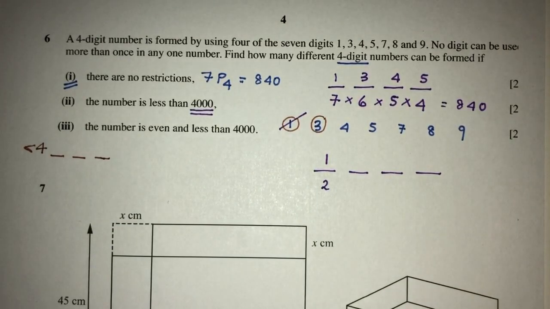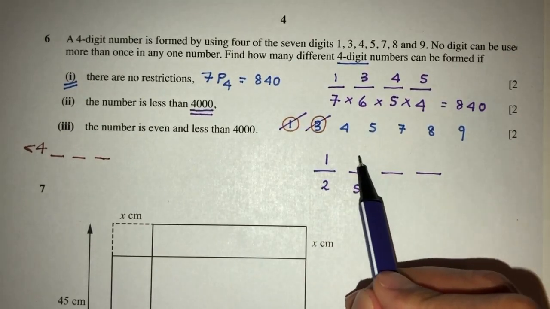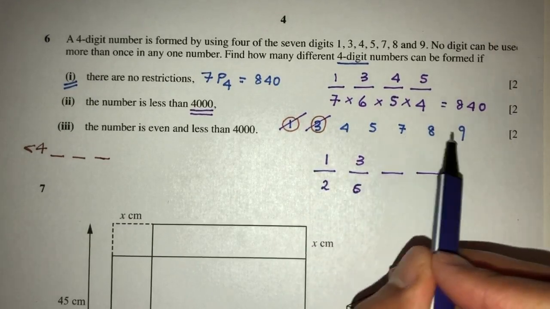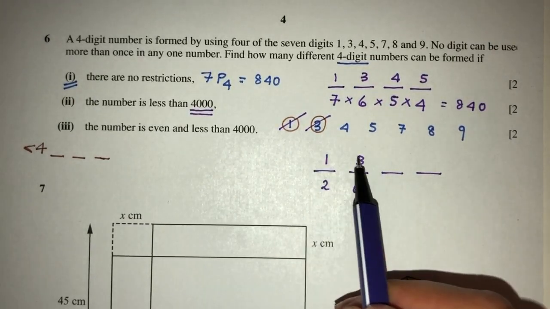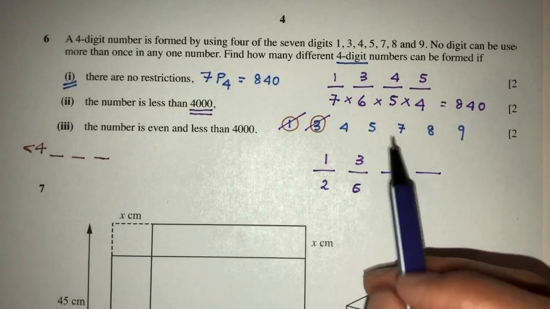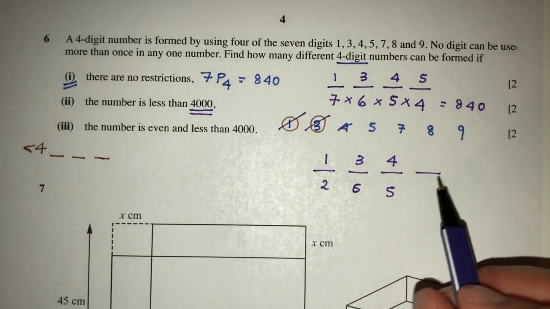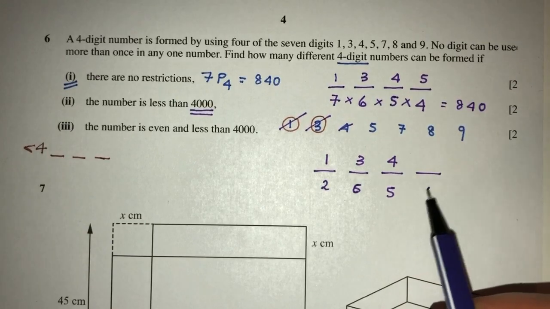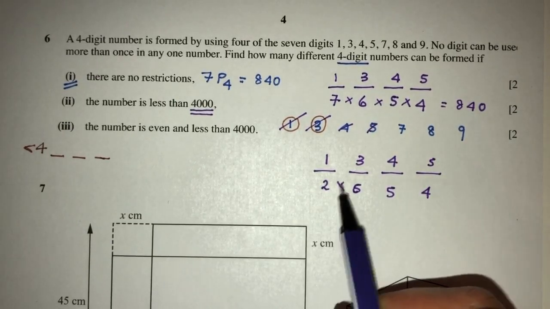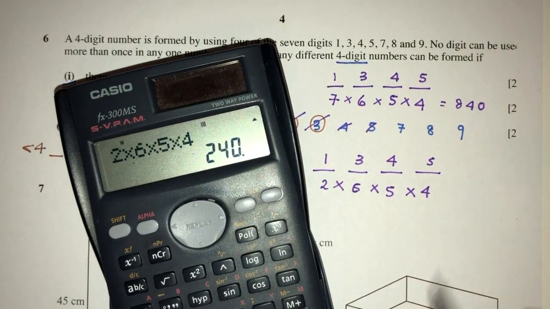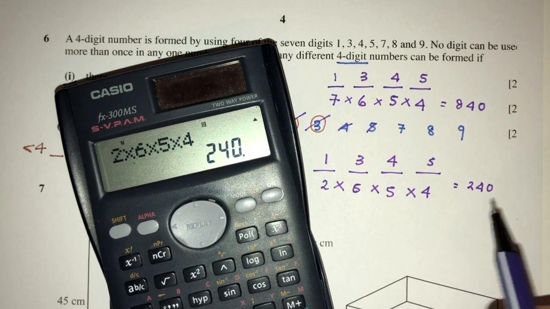Now for the rest, there's no condition, so we proceed the same way as before. We can choose any number here. We will have 6 options, 1, 2, 3, 4, 5, 6. Now let's say I choose 3. Now for this one, I can choose anything from here. We have 5 options. Let's say I choose 4, and then for this one, I have 4 options. Let me choose 5. So your answer will be 2 times 6 times 5 times 4, that will be 240 as your answer.